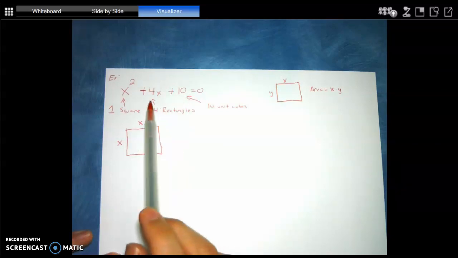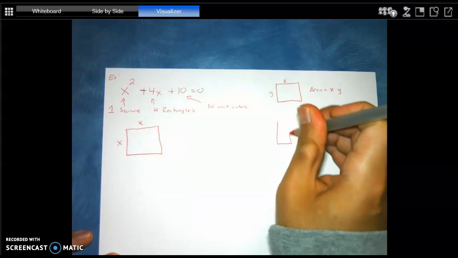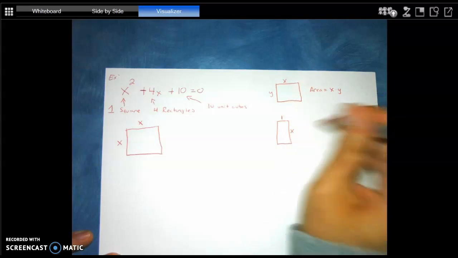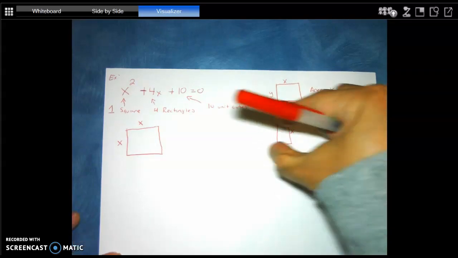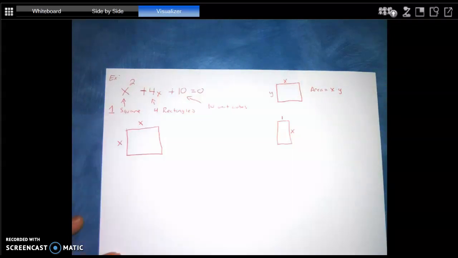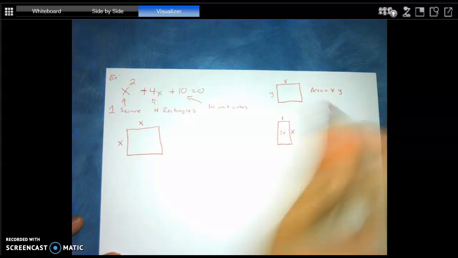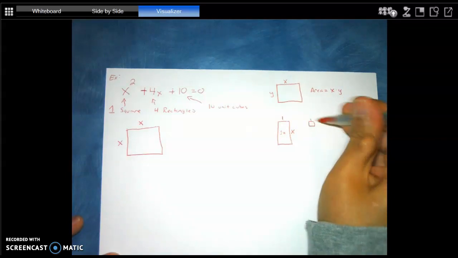Then these 4 rectangles, I'm going to draw them over here. They're little rectangles like this, where this side is a 1 and this side is x. So we could just take those and place them right there. If you find the area of these, it's just 1x, and I have 4 of those. And then the 10 unit cubes are just these little cubes that are 1 by 1.